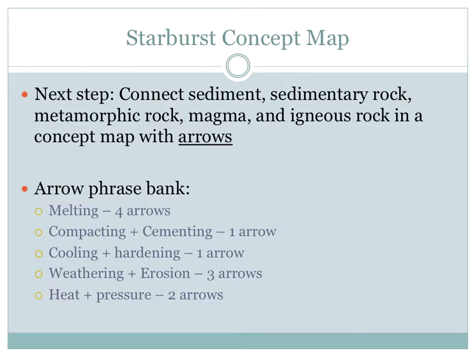Basically, I want you to add melting arrows. So you can ask yourself which type of rock can be created through melting. What would you start with and what would you end with? Like, how do the arrows connect? Compacting and cementing. That goes from what type of rock to what type of rock. Cooling and hardening. That goes from what type of rock to what other type of rock. Weathering and erosion. And heat and pressure.